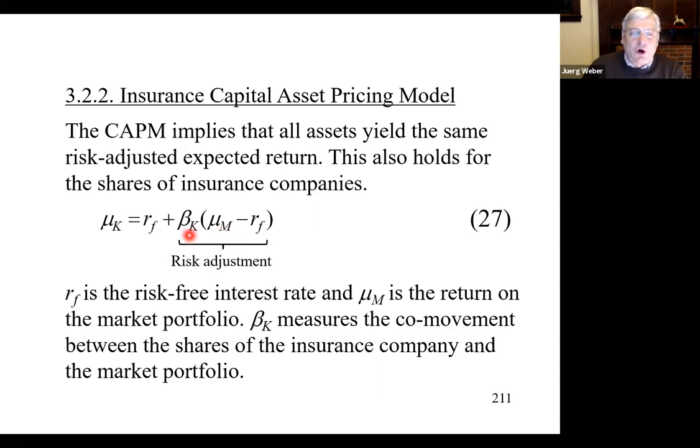Now, when this co-movement is strong, then beta k is large and the risk adjustment is big. So a share is considered to be risky if there is a strong co-movement between the return of that share and the market return. Now, this we have to discuss a bit more on the next slide.